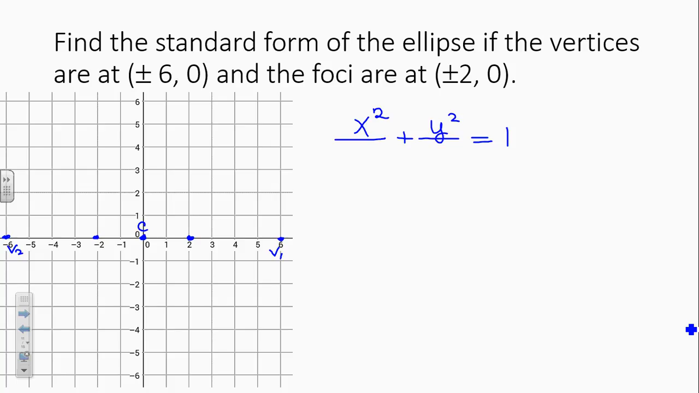We can find A and C. So what is A? 6, because from the center to each of the vertices is 6. So we know A is 6. Is this a horizontal or a vertical ellipse? So which of the two will have the A squared beneath it? The X. The X is going to have A squared beneath it.